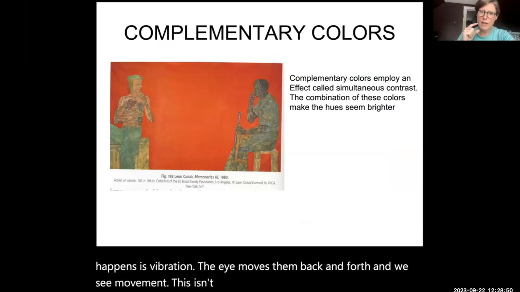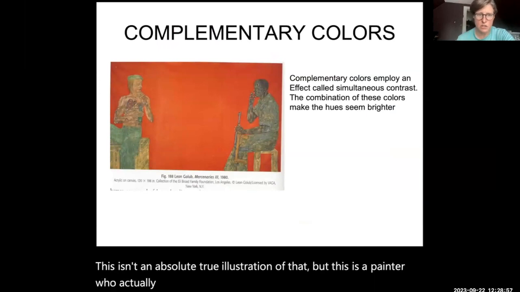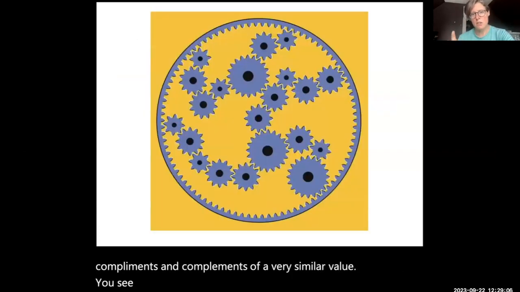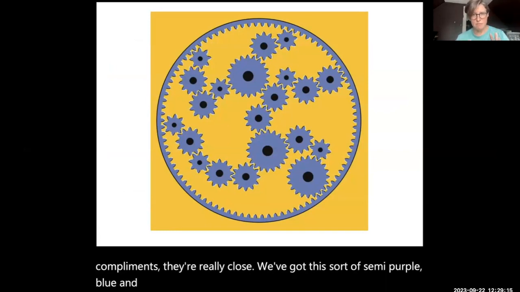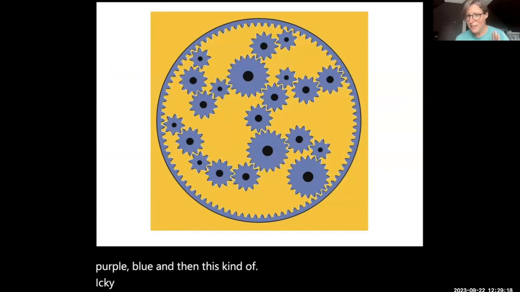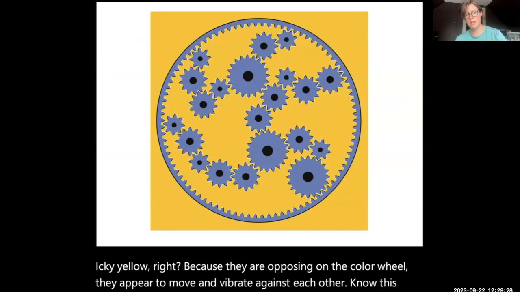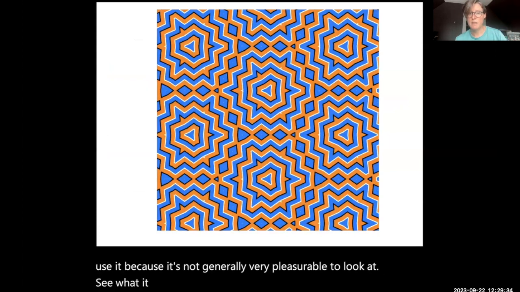This isn't an absolute true illustration of that, but this is a painter who is illustrating this notion of agitating the eye using complements of a very similar value. You see these gears appearing to move, though it's not necessarily complements. They're really close. We've got this semi-purple, blue, and then this kind of icky yellow, right? Because they are opposing on the color wheel, they appear to move and vibrate against each other. Know this to use it, because it's not generally very pleasurable to look at. See what I mean?